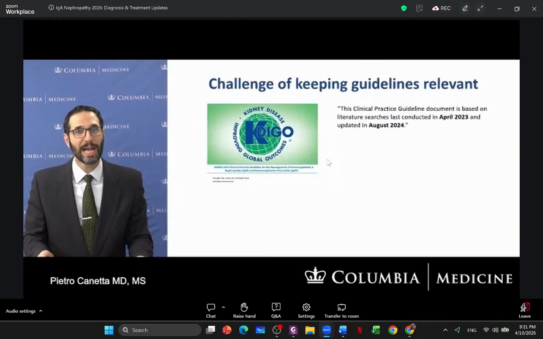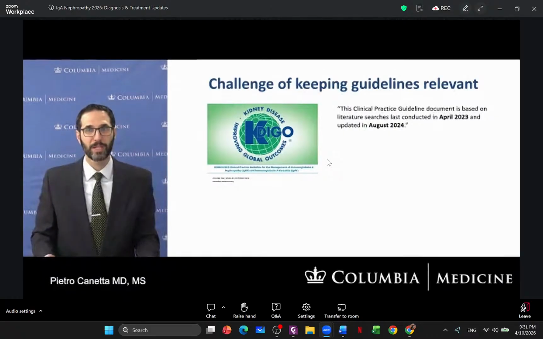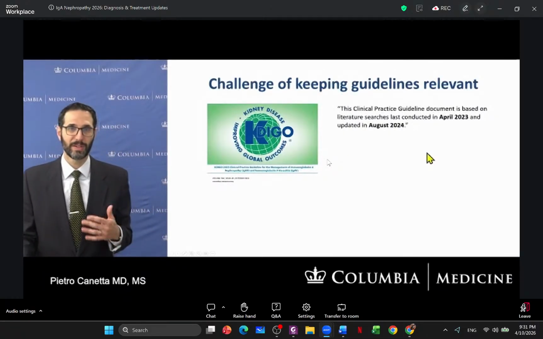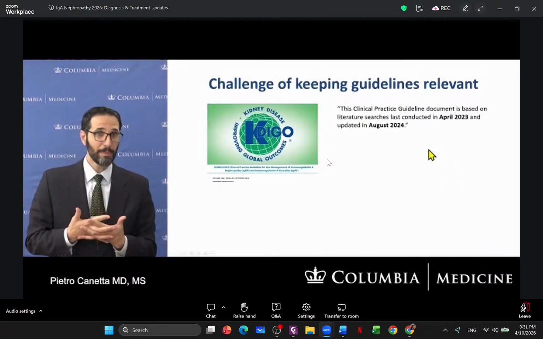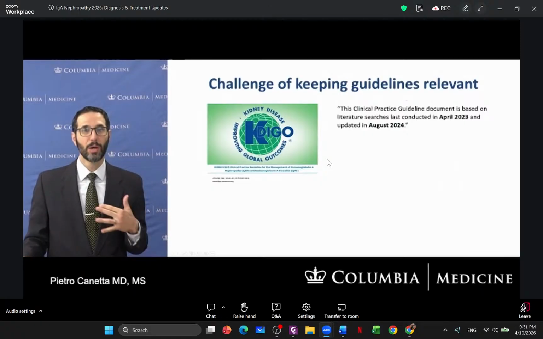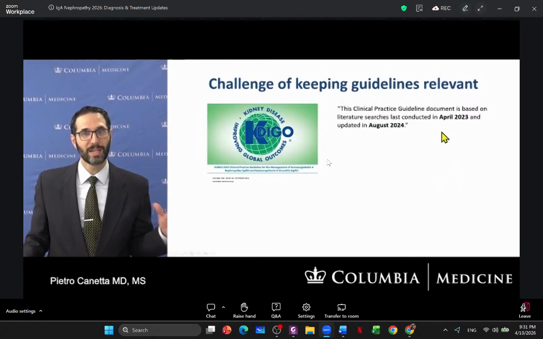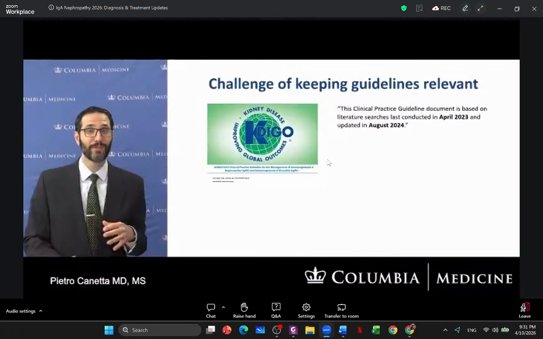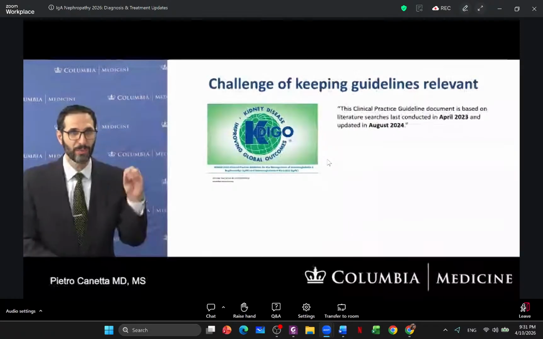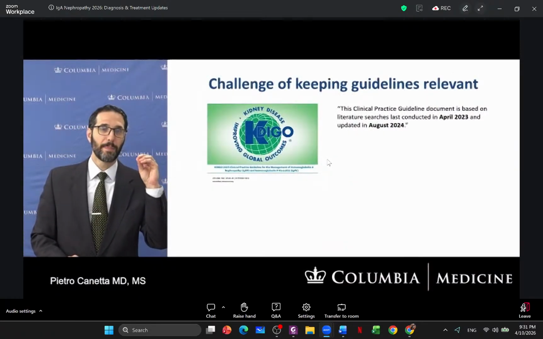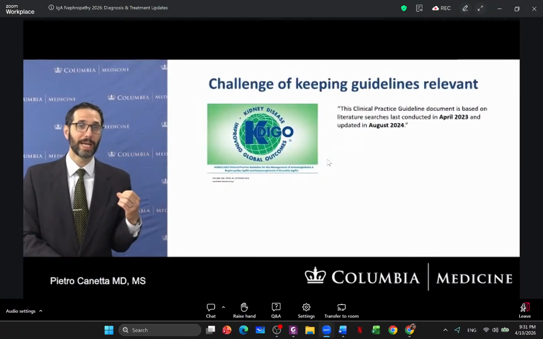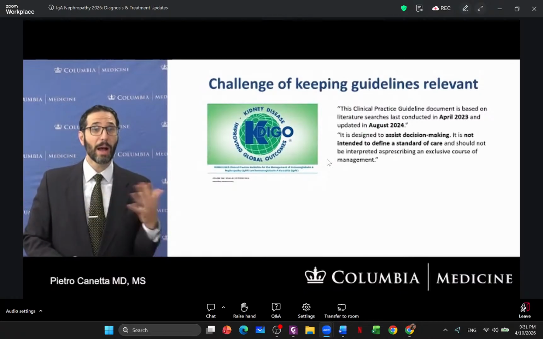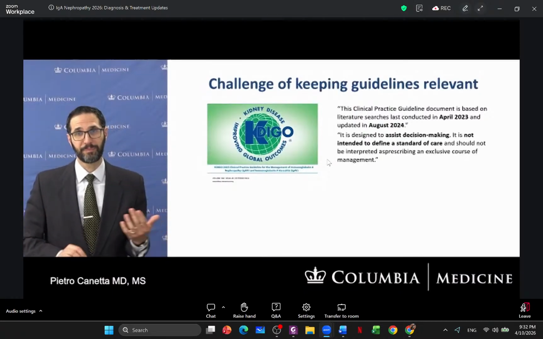There's a challenge of keeping guidelines relevant. And so the document, if you look at it, the guidelines that were published in October of 2025 were based on literature studies conducted in 2023, updated in 2024. And so there's this real challenge that when you look at guidelines, they're incredibly helpful, but in a fast-moving field, they are obsolete almost immediately.